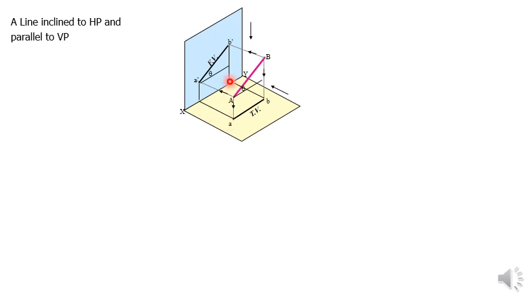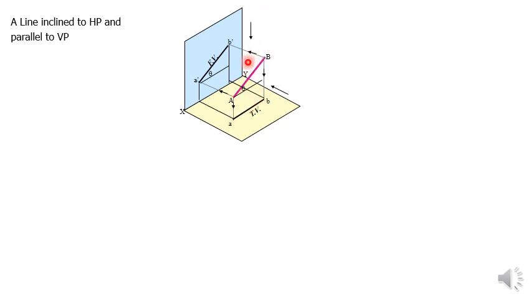these two distances will be same. That means you will be getting a top view which will be parallel to XY line. But at the same time, you can see when you look from top, this line will appear shorter than the actual length.